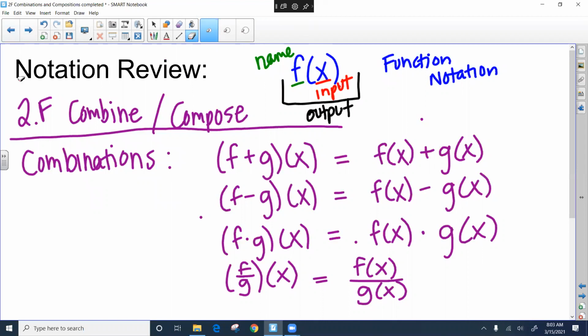All right, so this is our notation from our 2F, which is what we've been working on. This is the notation for the combinations. So just a look at this to review what we've been doing. We can combine two functions and get a new function by adding. Here's the notation for adding, subtracting, multiplying, and dividing.